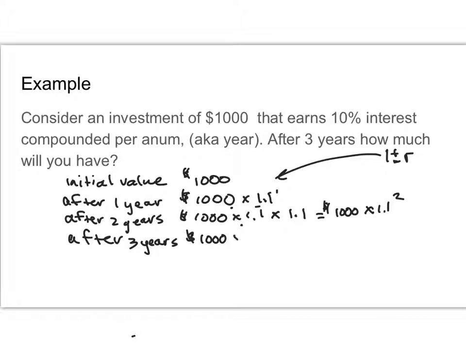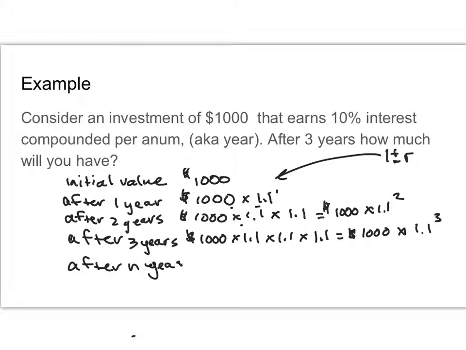After 3 years, we have 1,000 times 1.1 times 1.1. That's what we had last year. And then we're going to multiply that by 1.1 again. So we end up with $1,000 times 1.1 to the third. That's how much money we have after 3 years. So that suggests that after n years, we have $1,000 times 1.1 to the n.